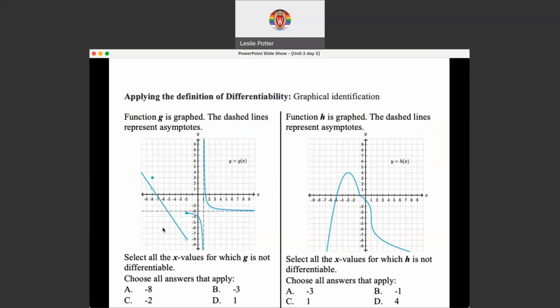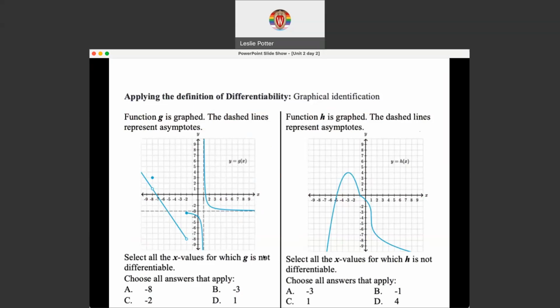Okay, so using that, let's just check our understanding here. So we have a graphical identification, and we're checking for differentiability, right? So function G is graphed below. It looks like a nasty little piecewise function. The dashed lines represent asymptotes. So we talked about this. This vertical asymptote is at -1. This asymptote here is at -3, but it doesn't apply here, right? It crosses this function here, and that's okay, because this asymptote really applies to the right end behavior. So we don't really care about the fact that it goes all the way across the screen.